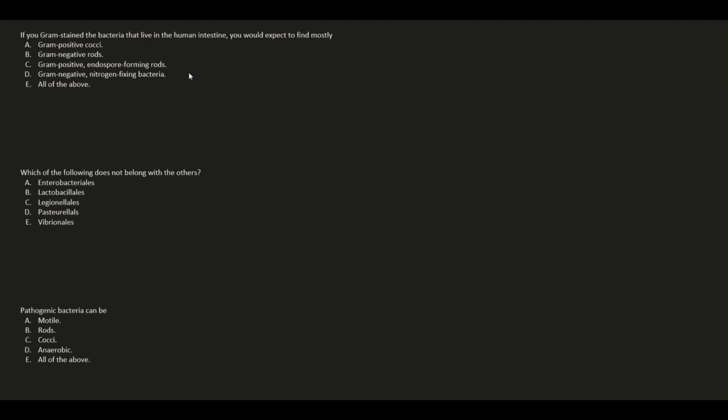Well, members of the order Enterobacteriales are facultatively anaerobic, and they're gram-negative, and they are rods, and they inhabit the intestinal tract of humans and other animals. A great example is E. coli. So we have an example, the order Enterobacteriales. An example is E. coli.